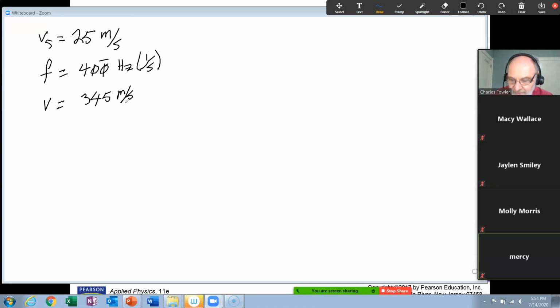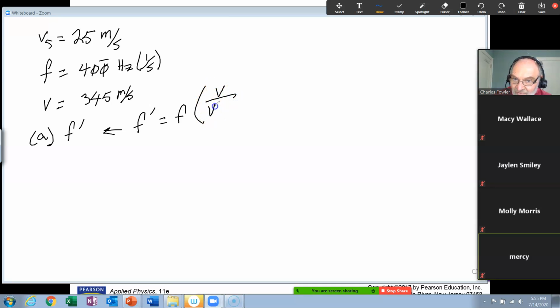Okay, now the A part of the question here is, what is the frequency heard by the observer while the car is approaching? So this is F prime. Now this is as the car is approaching the observer. Well, your F prime here, the perceived frequency, the Doppler shifted frequency, is your frequency of the horn times the velocity of sound divided by the velocity of sound, and here we have to decide plus or minus.